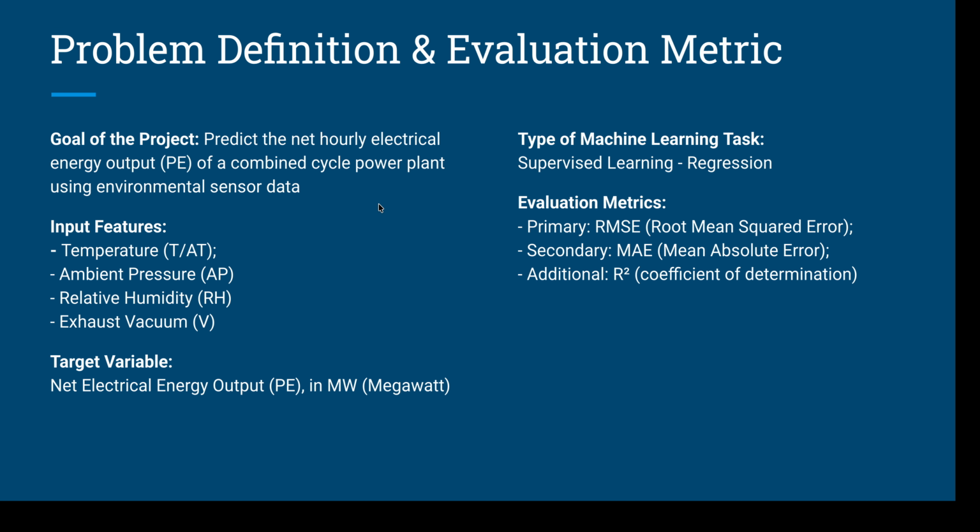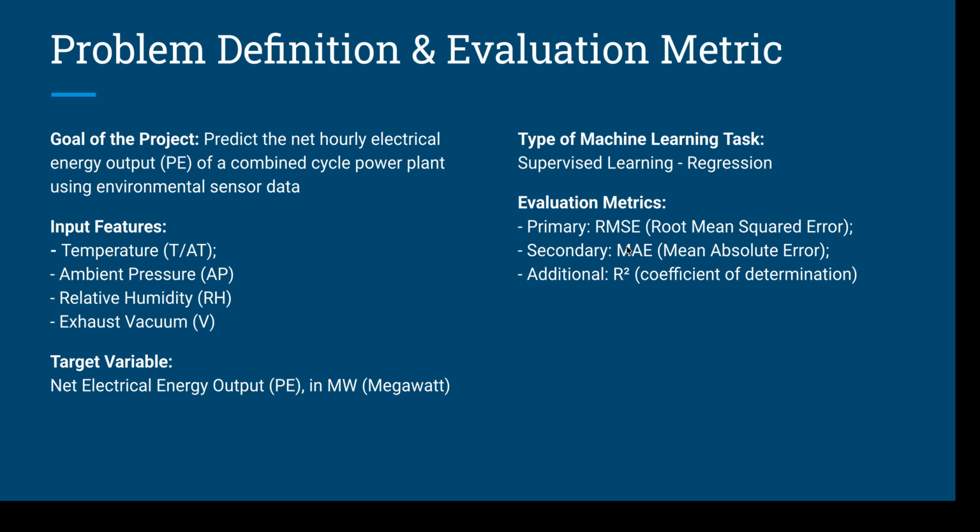Since the target is a number, I will identify it as a supervised regression problem. The input features I use are temperature, ambient pressure, relative humidity, and exhaust vacuum, which are all environmental readings from the power plant sensors. I use root mean squared error as the main evaluation metric because it highlights large prediction mistakes, which is important when working with power output values.